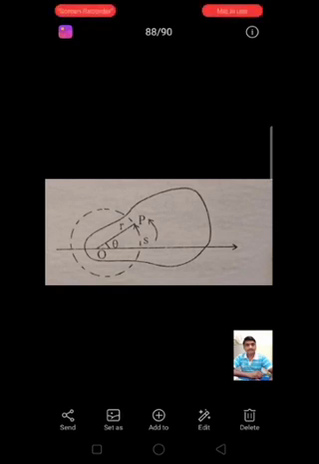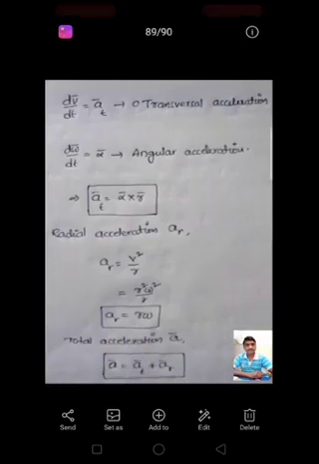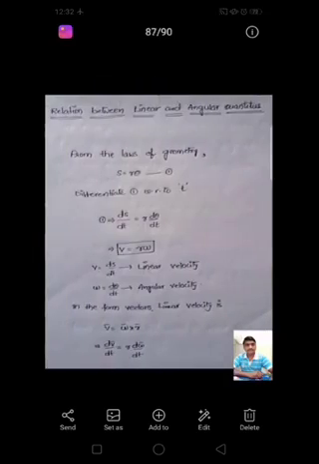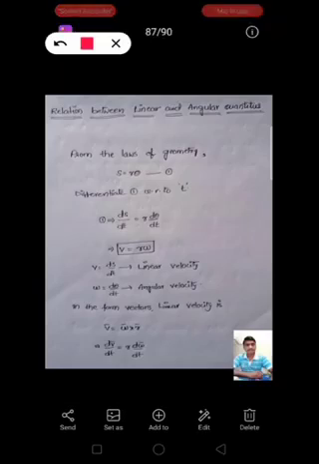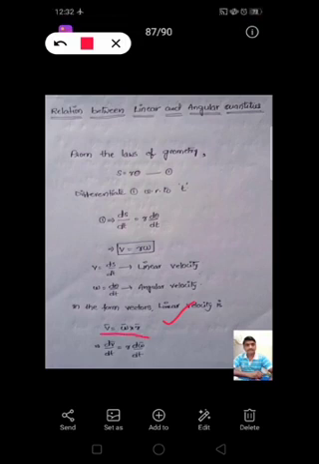We know ds by dt is rate of change of linear displacement, we call it as linear velocity, and d theta by dt is rate of change of angular displacement, we call it as angular velocity. So from this we can write v is equal to r omega. In the form of vectors, we can write it as v is equal to omega cross r.